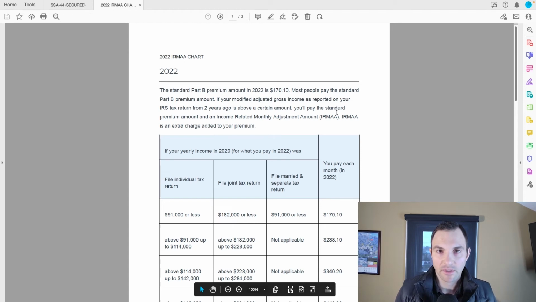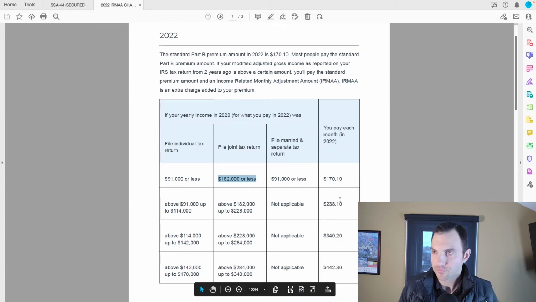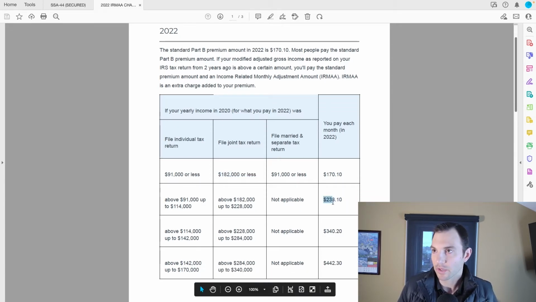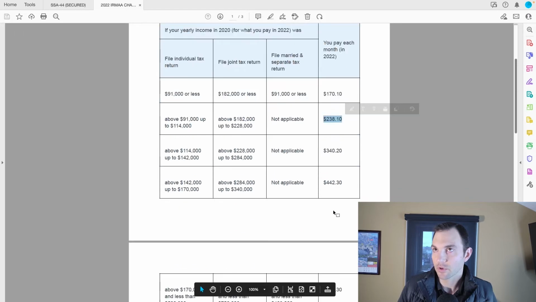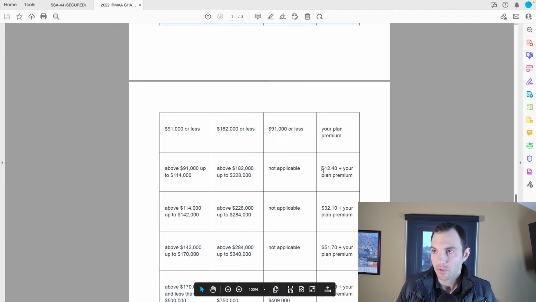Okay, today we're going to be talking about the income related monthly adjustment amount, or IRMAA, for the Medicare Part B and D premiums. So you can see here, this is 2022, the IRMAA guidelines. So these are the income guidelines. If you file a joint tax return and you're over $182,000, you're going to pay a surcharge for your Part B premium. There's also a surcharge for the Part D premium.